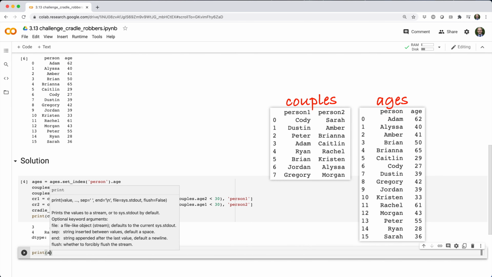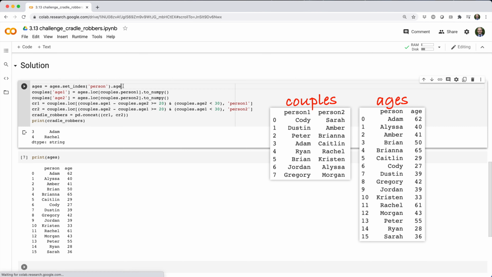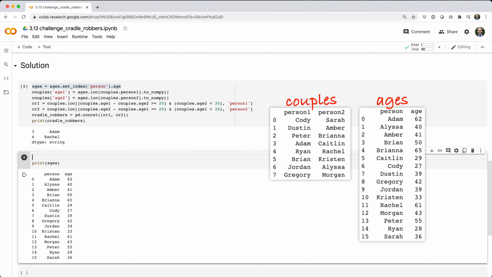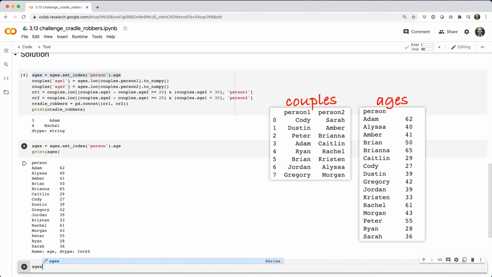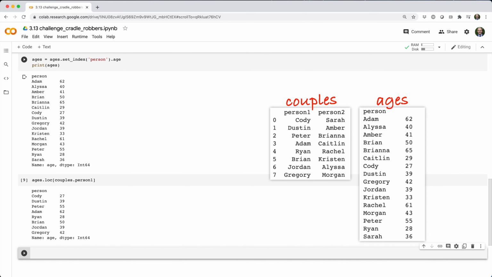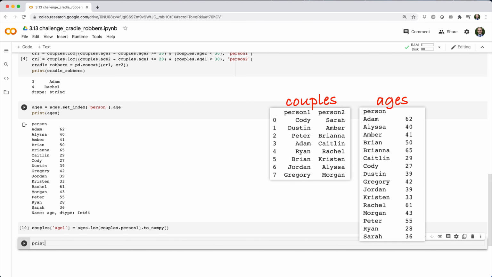The first thing I do is convert ages from a data frame to a series of ages indexed by the name of each person. Then I call ages.loc[couples.person1] to get the age of each person 1. I want to insert that as a column in the couples data frame called age1, so I do couples['age1'] = ages.loc[couples.person1].to_numpy().